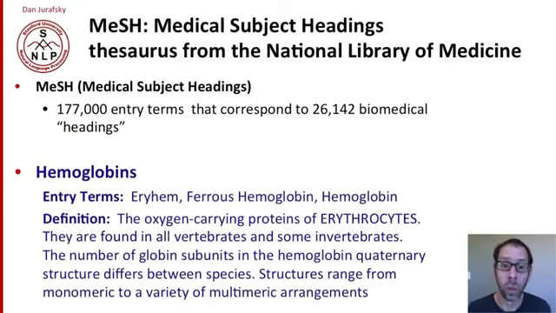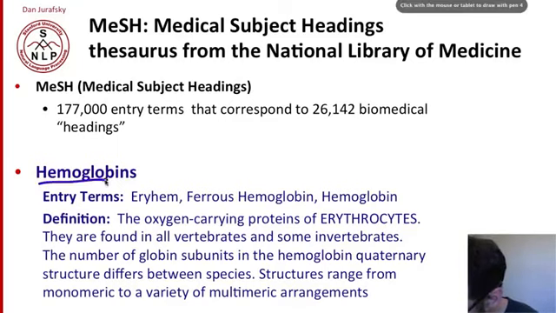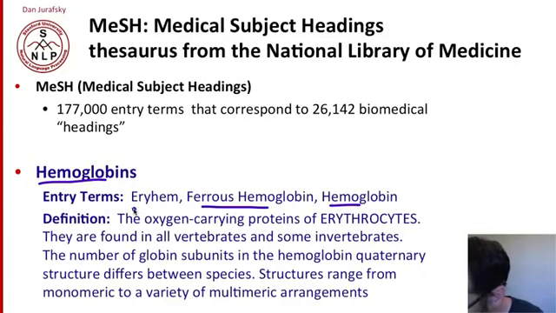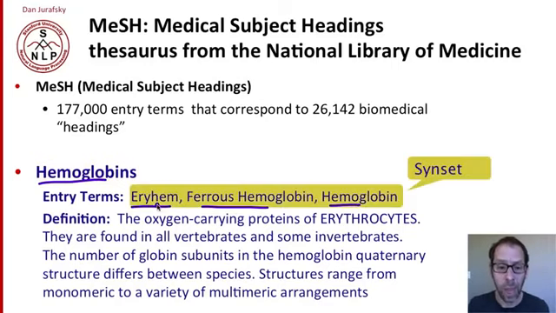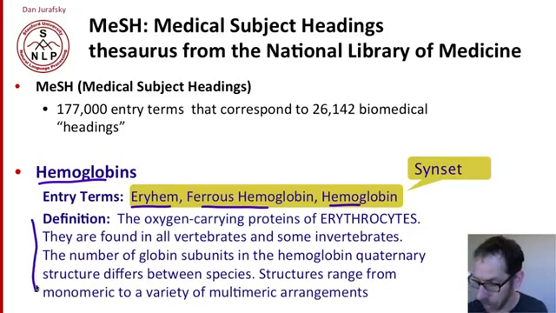Another important thesaurus or ontology is MeSH, the Medical Subject Headings Thesaurus from the National Library of Medicine. This has almost a couple hundred thousand entries corresponding to a lot of headings. Here's one, hemoglobin, and it has a set of what are called entry terms: hemoglobin, ferrous hemoglobin, and I don't even know how to pronounce that word. These correspond to the synsets in WordNet. This is the set of synonyms for defining hemoglobins. And then we have a gloss as well.